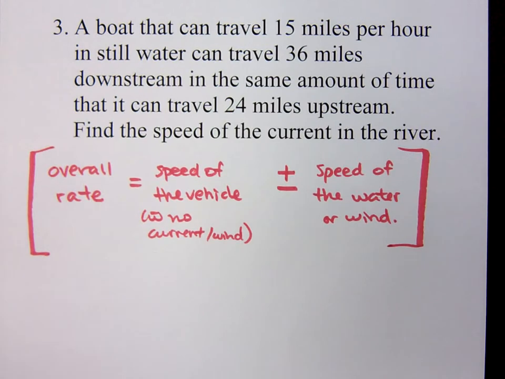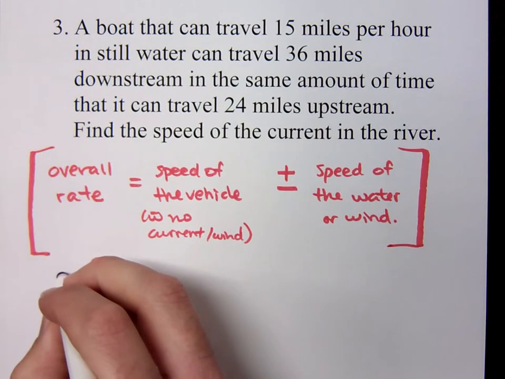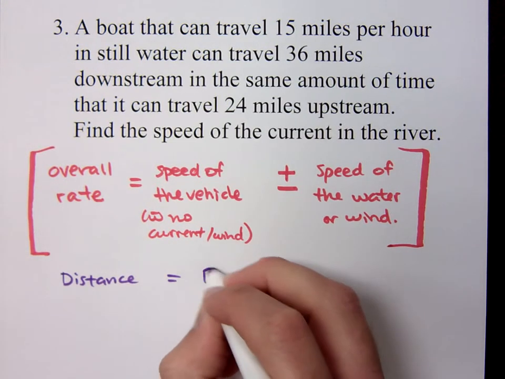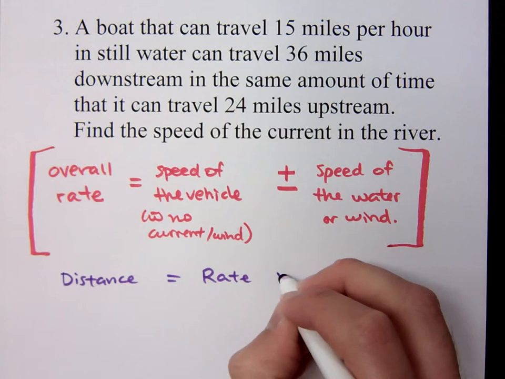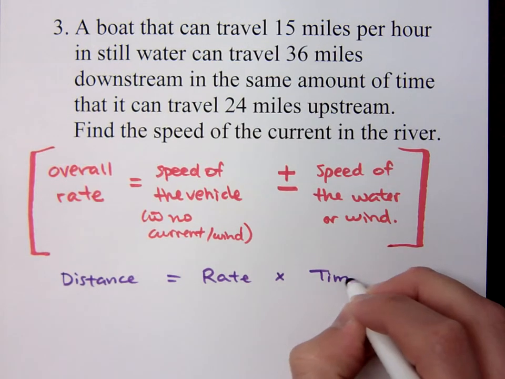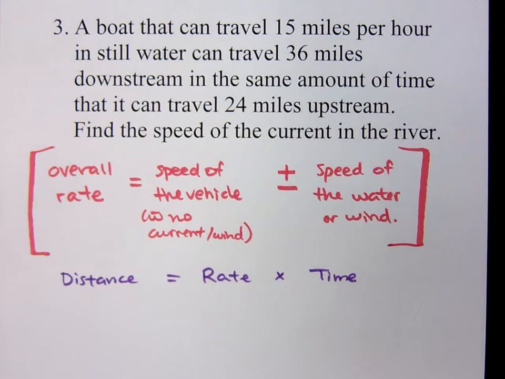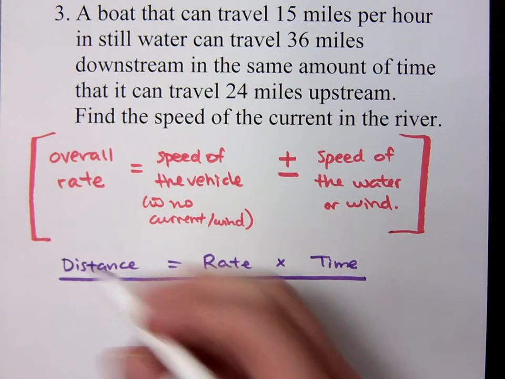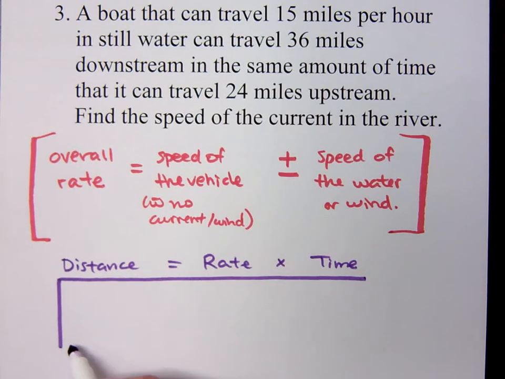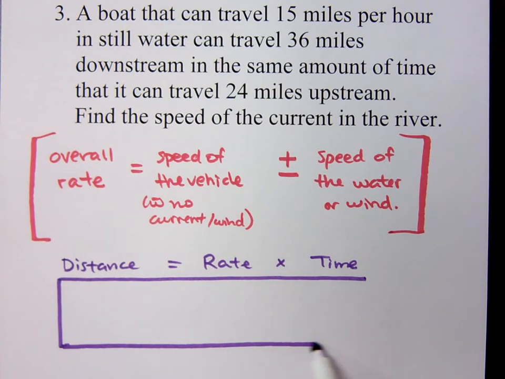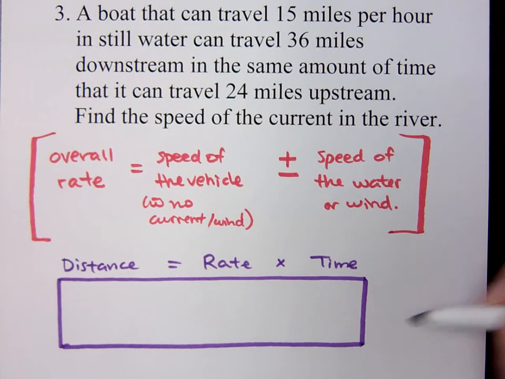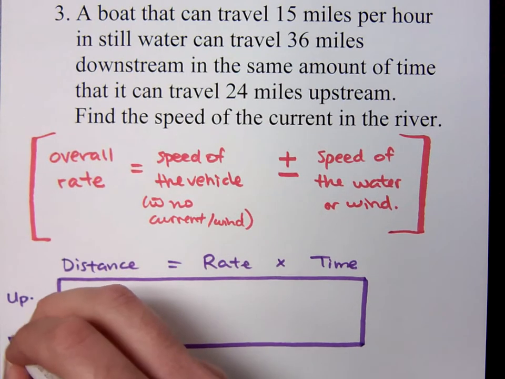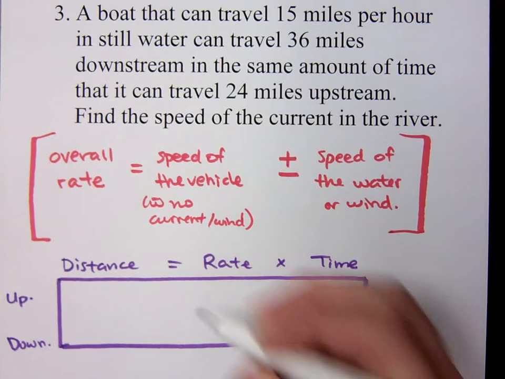So speaking of distance, rate, and time, that's what we're working with here. Remember that your distance is equal to your rate times your time. Now, you've got two situations that are being described here in this word problem. Okay? In one of those situations, you are going upstream, in the other, you're going downstream.